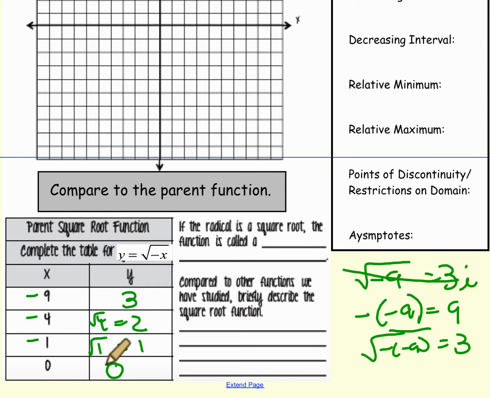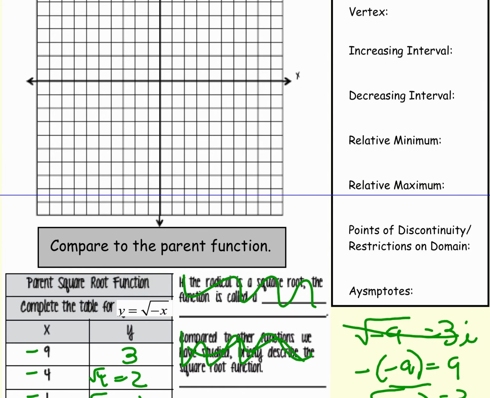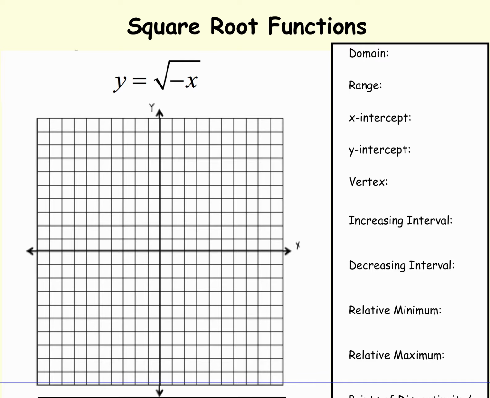Okay, so not worrying about that. Here we're going to be talking about how to use this for something else. Compared to the parent function, what is this going to look like is what we're going to write there. So I had an input of 0, I got 0. Input of negative 1, I got positive 1. Input of negative 4, I got 2. And an input of negative 9, I got 3.